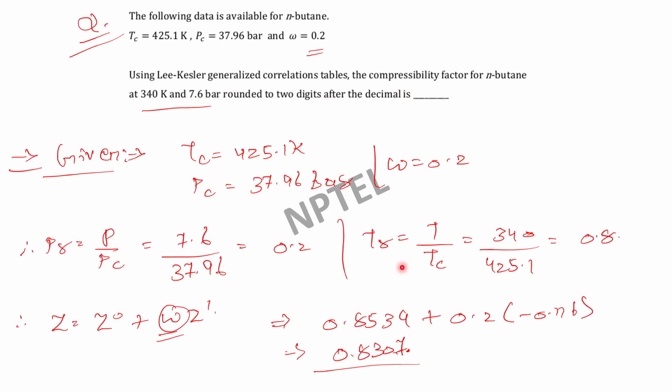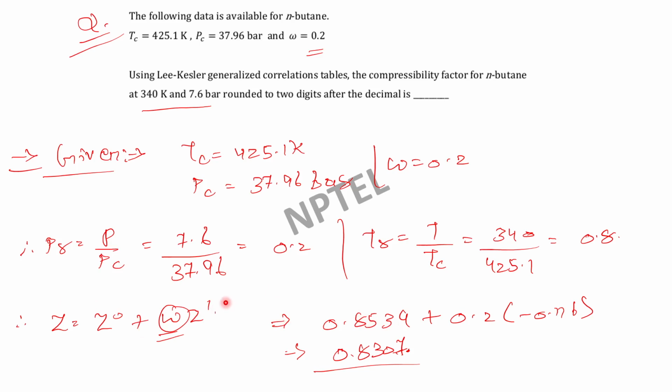Now we know that the compressibility factor Z is given by Z equals Z0 plus omega Z1, where omega, the eccentric factor, is 0.2. Since Pc and Tc are given to us, the reduced pressure and reduced temperature can be found out: Pr equals P by Pc and Tr equals T by Tc. We have been given the pressure and temperature, so find out the values of reduced pressure and reduced temperature. Once these are found, we'll use them in the compressibility factor equation, Z equals Z0 plus omega Z1.